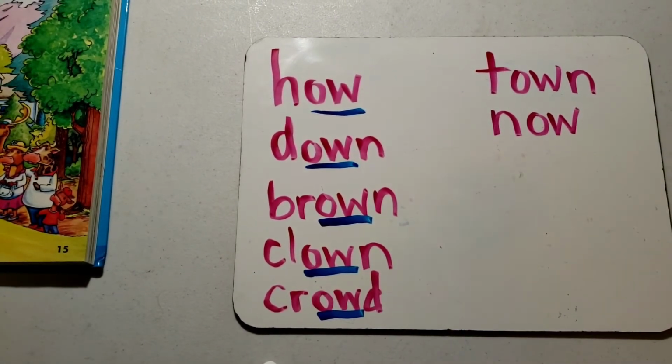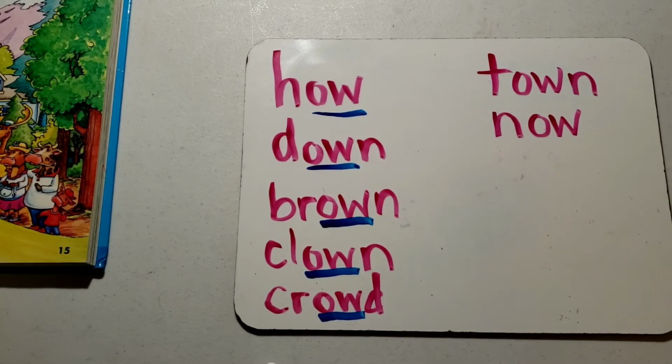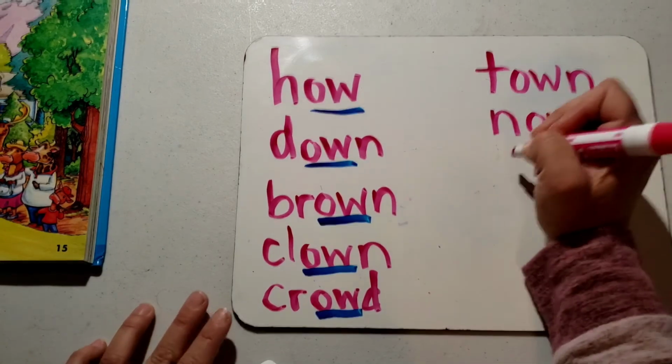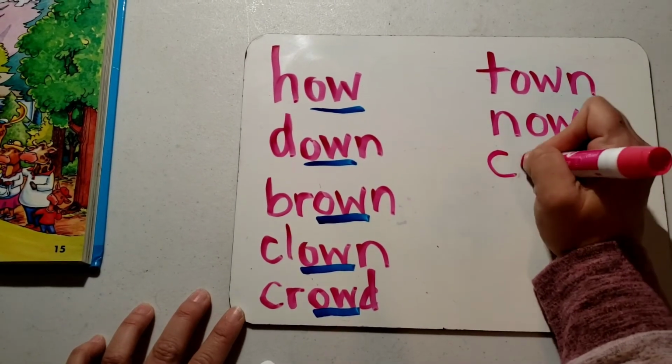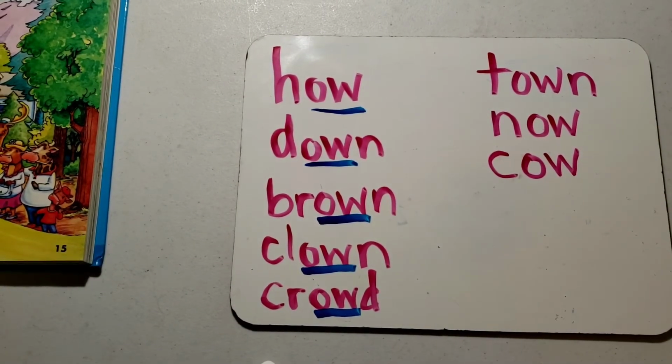Now. And then we have cow. Also, that rhymes with how, now, cow. They all rhyme, right? Because they all have that same sound. So now we have the word cow. K, ow. Right?